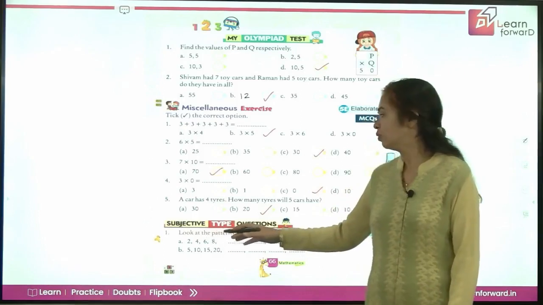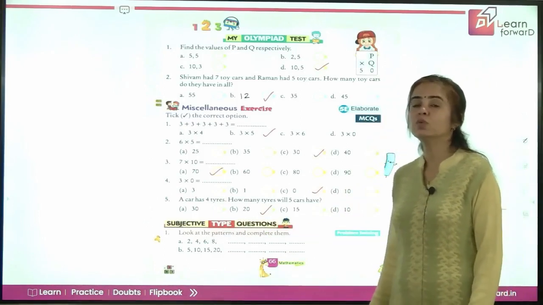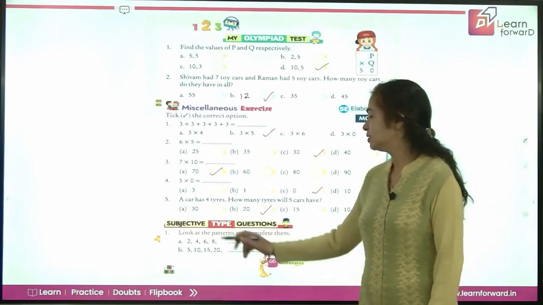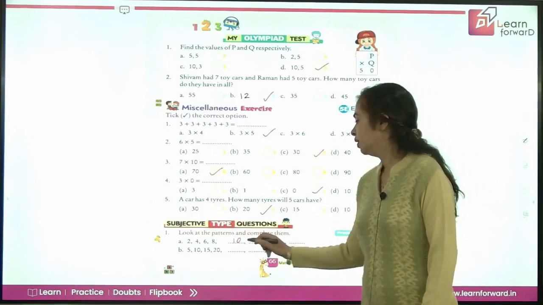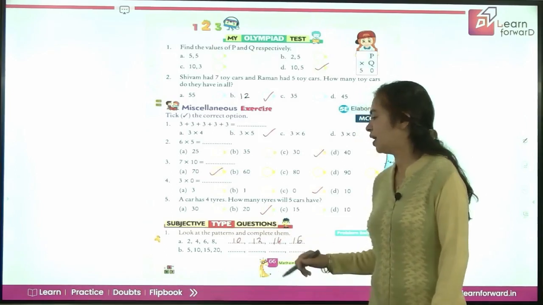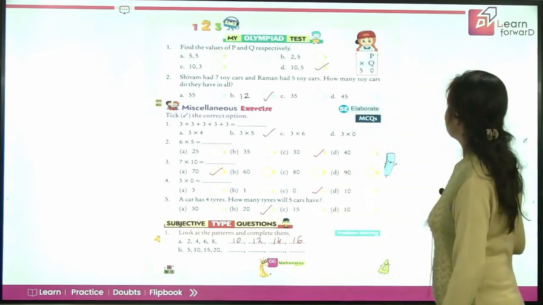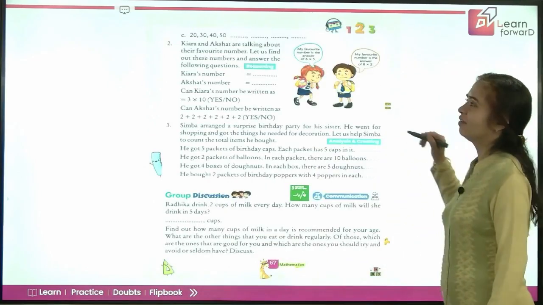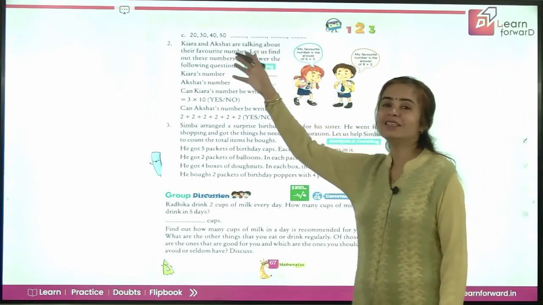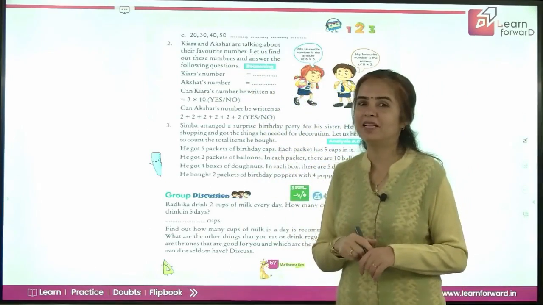Now, subjective type questions for you. Look at the patterns and complete them. 2, 4, 6, 8. So what is the jump here? This is the table of 2, 10, 12. Yes, you have already finished saying that. Brilliant. In the next, what do you see? Good. This is the times table of 5. And here, that is the times table of 10. So I'm sure you can complete them yourselves.